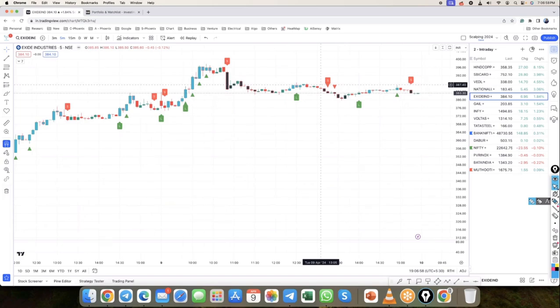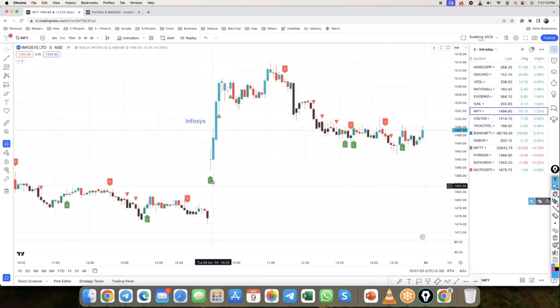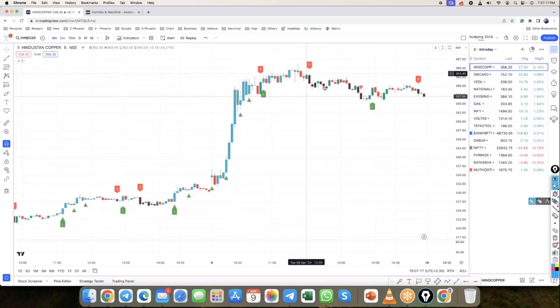Again, one more sell came, right? And in Infosys, I had a long here, which I booked. Again, I was on a short. I booked it and I'm holding one lot of long, I think. And in Hind Copper also I made a small profit here, some 1,500 rupees. So it was a pretty good day as far as intraday is concerned. Let's see how it goes.